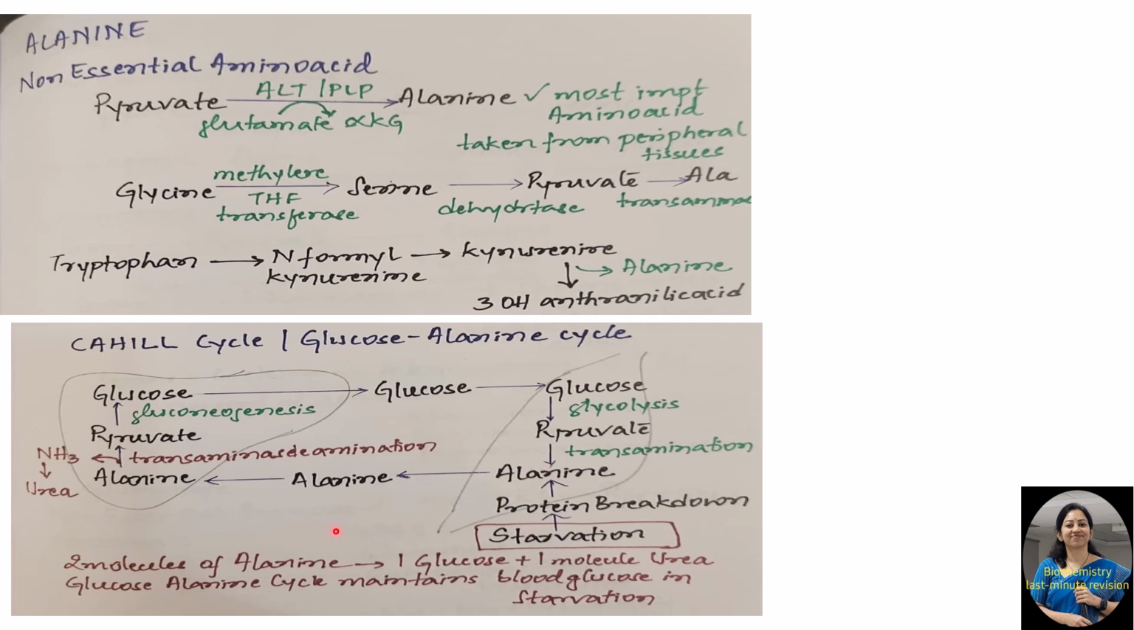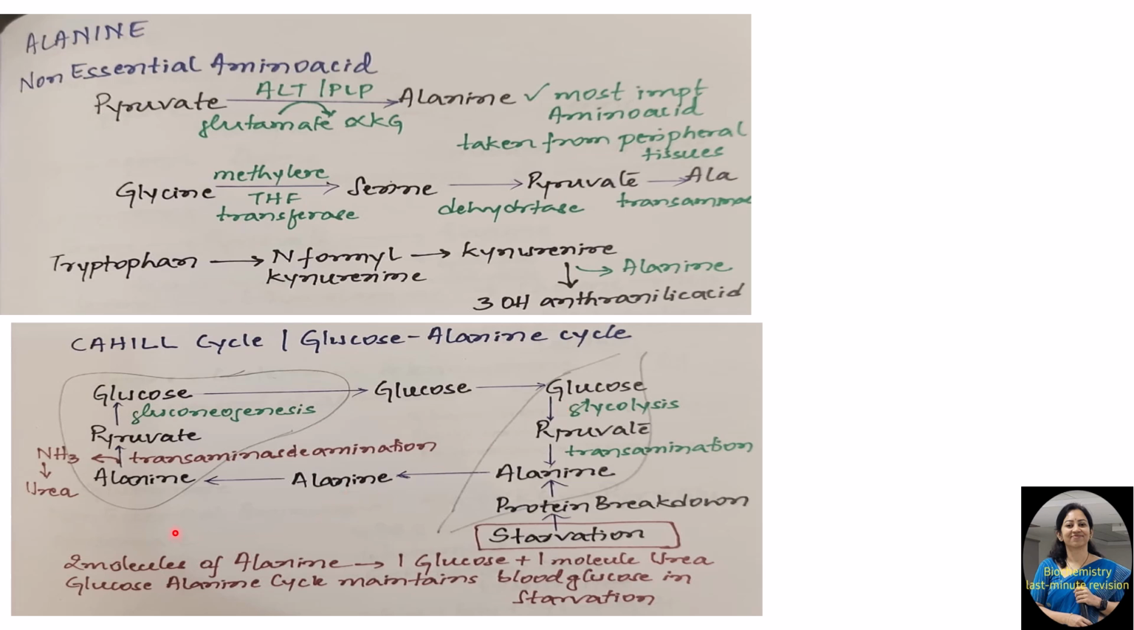So the mechanism is whenever we are starving, the muscle protein is broken down and all the amino acids get transaminated to form alanine. Now this alanine is released into general circulation and is taken up by the hepatocytes. This undergoes transamination to form pyruvate. The amino group is released as ammonia, which gets detoxified to urea, and pyruvate by gluconeogenesis gets converted to glucose. This is released into general circulation and reaches the muscle for muscle contraction purpose.